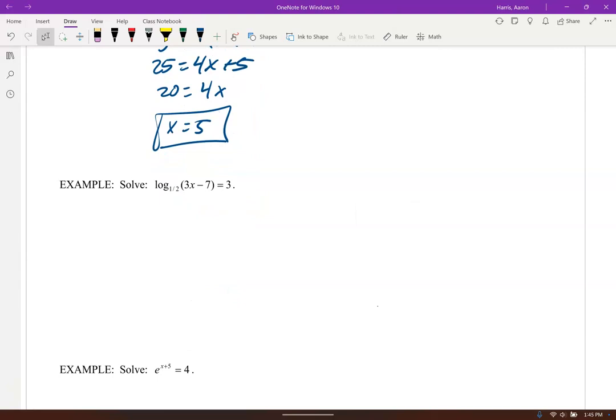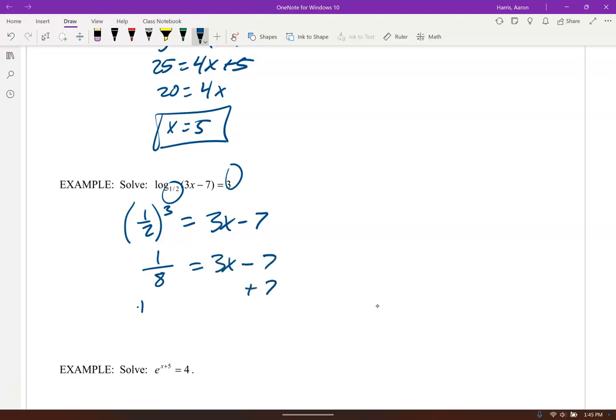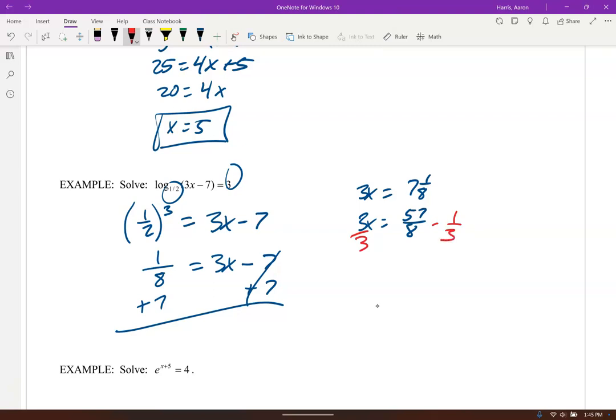This next one, we're going to take 1/2 to the third, all to the third, equals that 3x minus 7. Well, 1 to the third is 1. 2 to the third is 8. Add 7 to both sides. So I got 3x equals 7 and 1/8. Let's see, 7 and 1/8 gives me 57 over 8. And then lastly, we'll divide by 3 on both sides. So x ends up being 57 over 24.